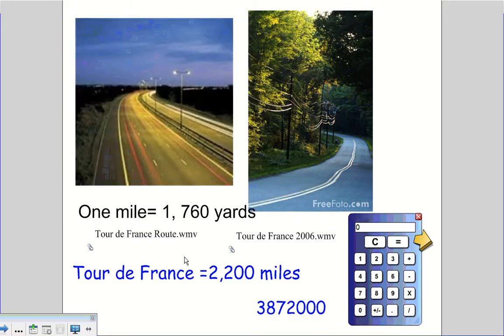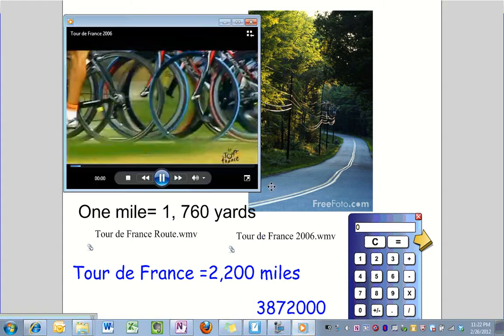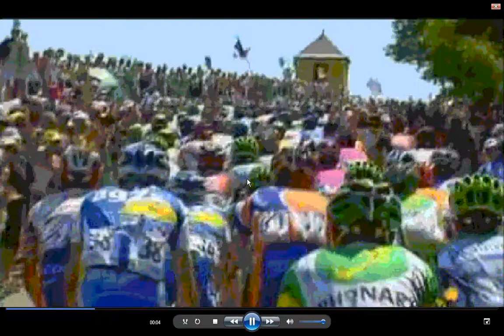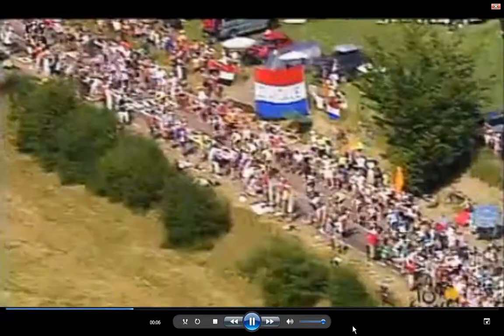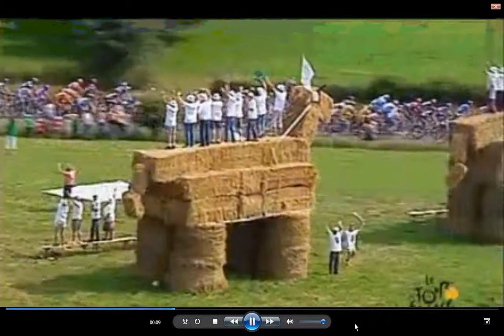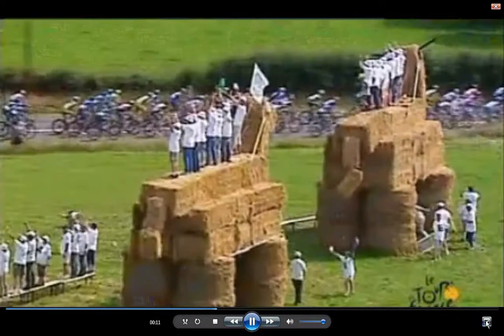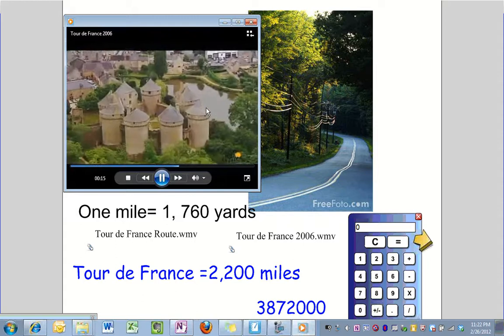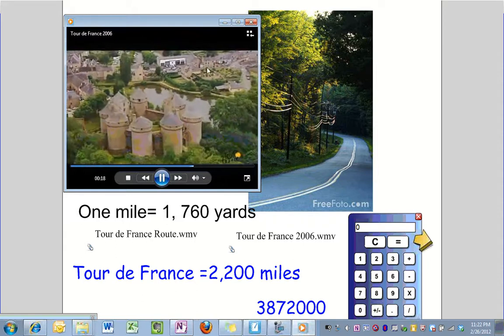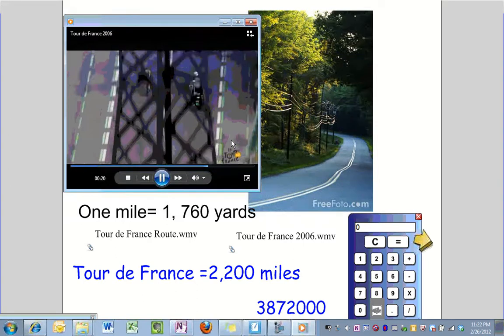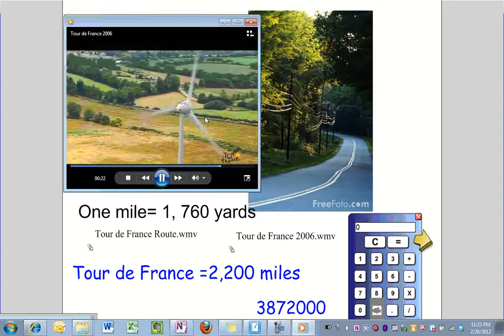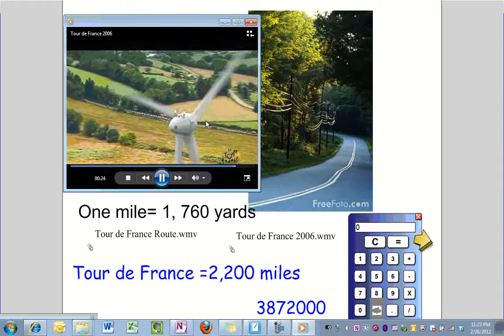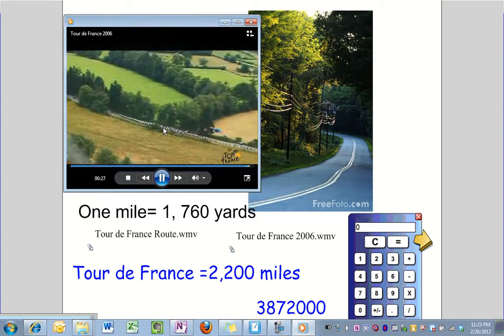Let's take a look at what it looks like when people really are on that race, the Tour de France. Look at them go. Some aerial views of France. And they're not going slow, they're going pretty fast. Look at that.